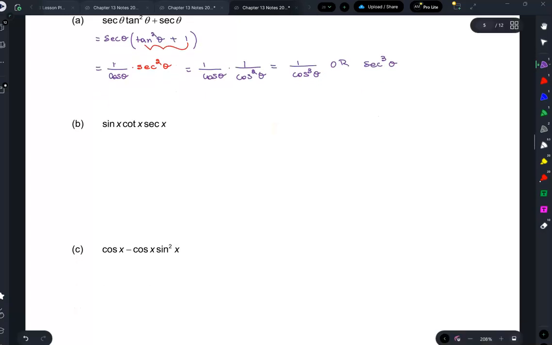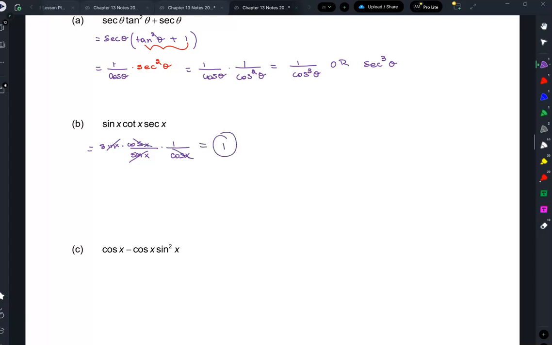Okay, let's do this next one. Okay, so sine of x, cosine x over sine of x, 1 over cosine x. So if it's in theta, leave it in theta. If it's in x, leave it in x. Now, oh my gosh, look at this. Sines, cosine, just 1. Okay.